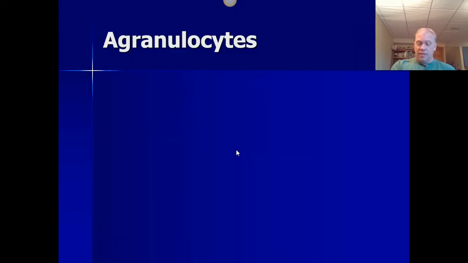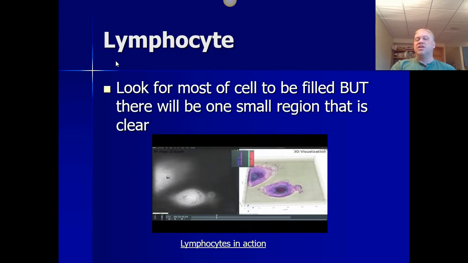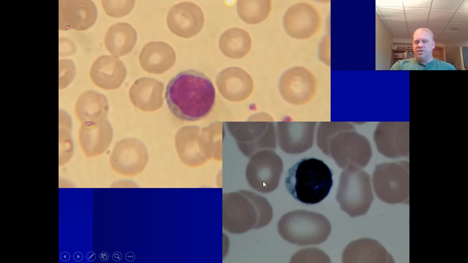Now we take a look at our last group, the second classification for your white blood cells. They are what we call agranulocytes. Remember granular cytoplasm, but this has the prefix A in front. That means without. So these are the ones that are going to have a clear cytoplasm. A lymphocyte is actually quite easy to see because most of the cell is filled just like a basophil. However, you're going to have one small region that is clear, what I would refer to as a little thumbnail. See this? It looks just like a thumbnail because it's clear up on top and darker down here. Look for that clear region, and that's how you know you're looking at a lymphocyte.